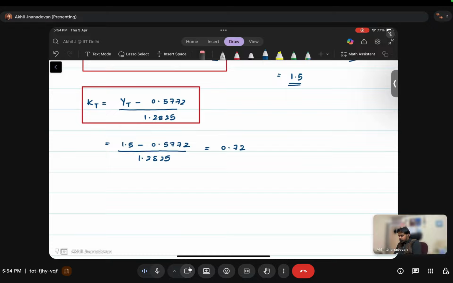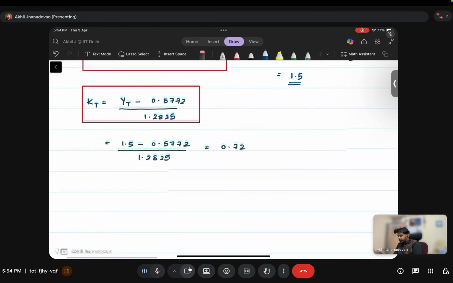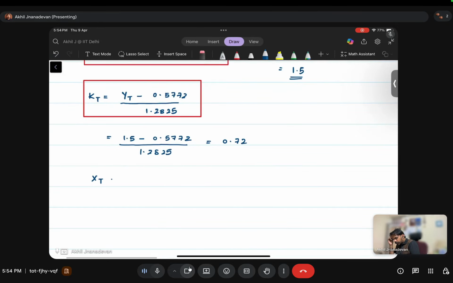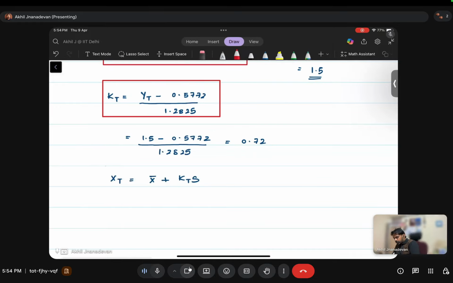So once this is done, next, if we have a KT and YT with us, we can find XT. If we have KT, we can find XT as X bar plus KT times the standard deviation. Okay, so these are the things you need to remember from the Gumbel distribution.